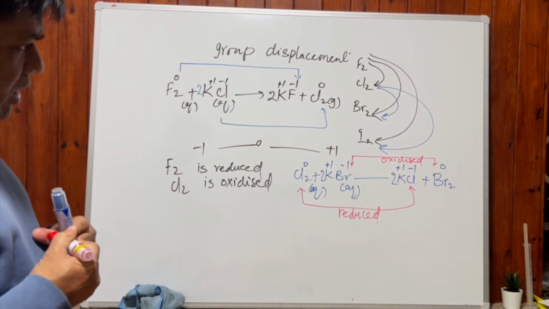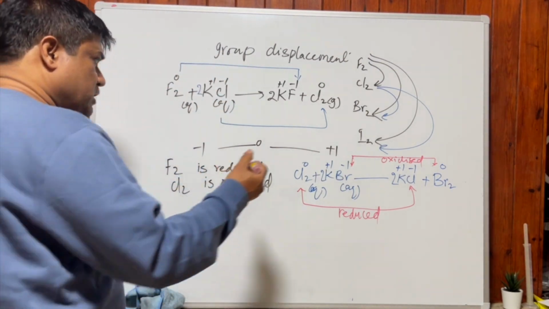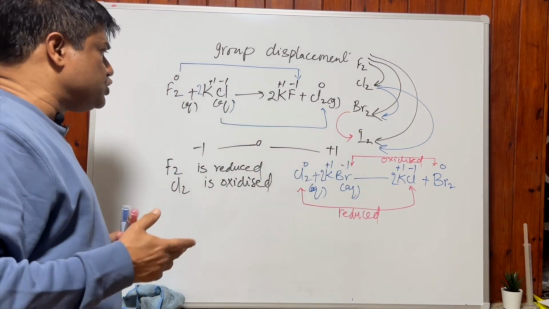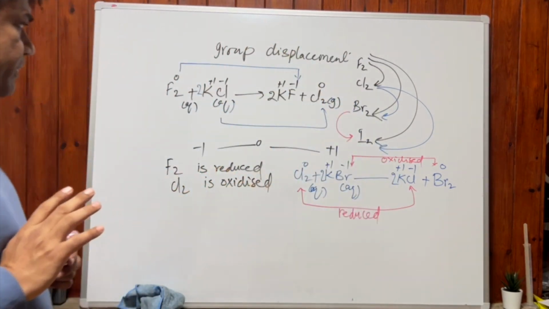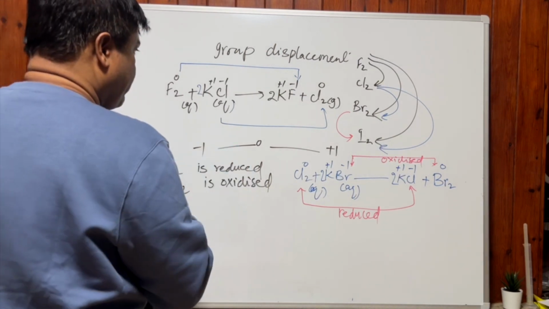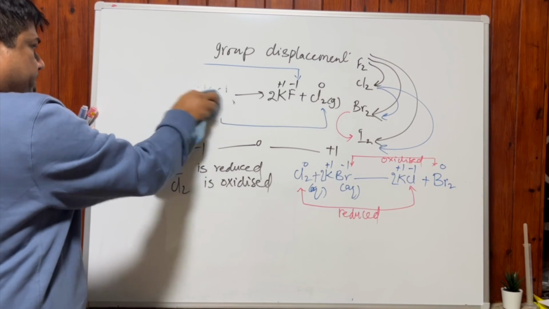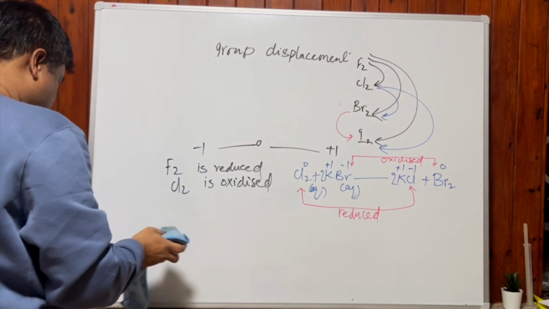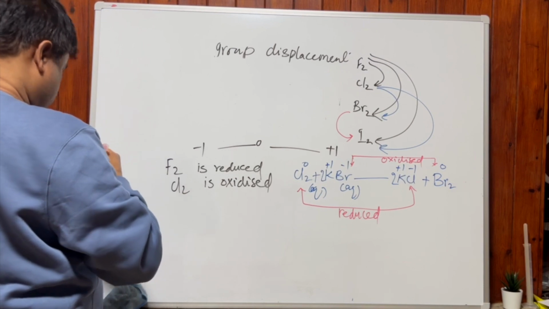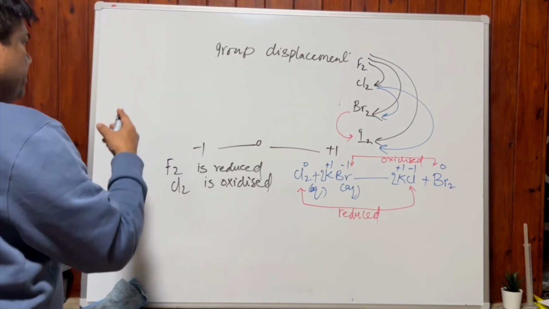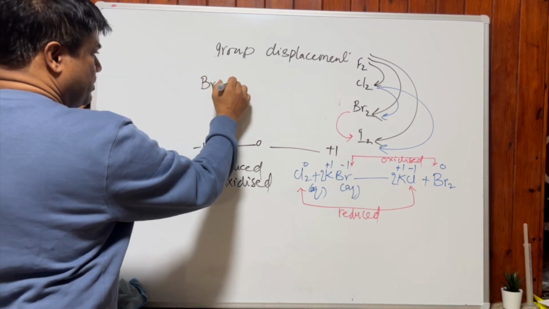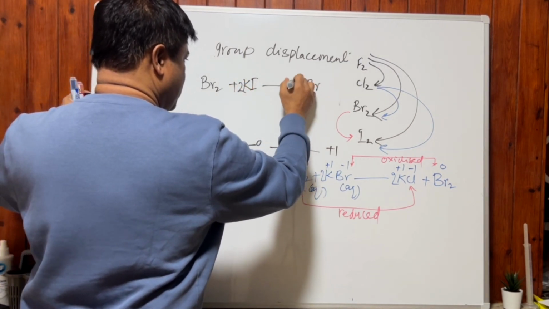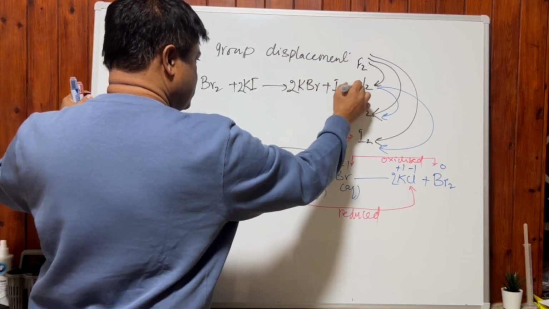Can bromine displace iodine? Yes. Let's see one example. Iodine can't displace any of the halogens in the periodic table. Okay. Now, Br2, bromine gas, plus 2 KI becomes 2 KBr plus I2 gas.